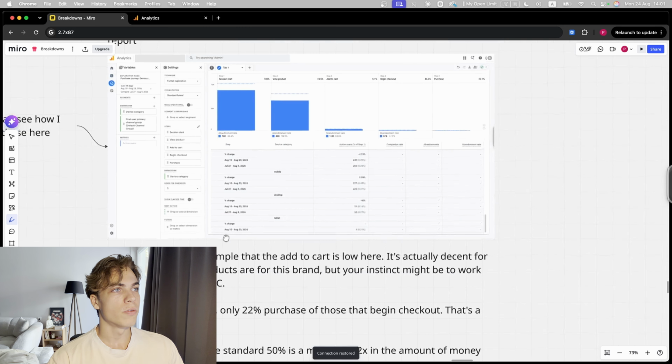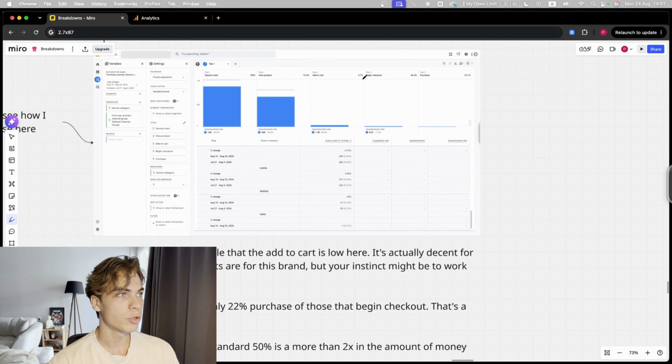So for this specific report, you might, for example, think that the add to cart is low here. Remember what we said, above 7% is something that you should aim for. And it's actually decent for how expensive the products are for this brand, but your instinct might be now add to cart is low, okay, I need to work on the product details page and fix this add to cart. But if you look at this a bit deeper and think about it a bit more, we only have a 22% completed purchase out of this 50% that actually went on to the checkout page, right?